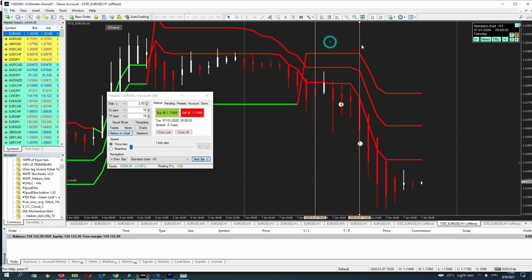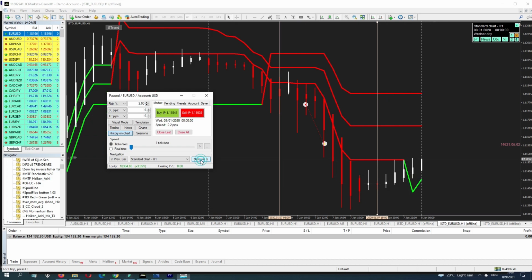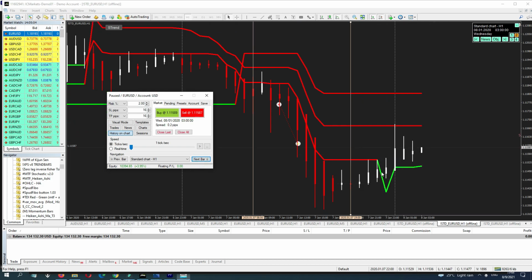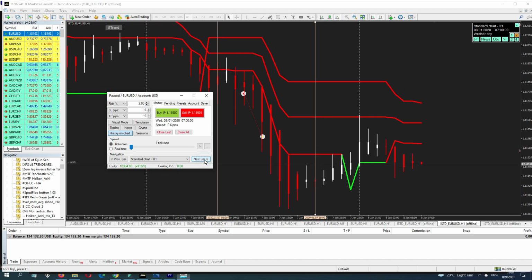Here you have another signal. Red, white, red, but I'm not taking this because I only take the first time that this happens. You have to wait for the Supertrend to be green again to reset. So I'm not going to take this. I only take the first time that this thing happens. You have to wait for it to reset. It's considered a reset now because it's green.